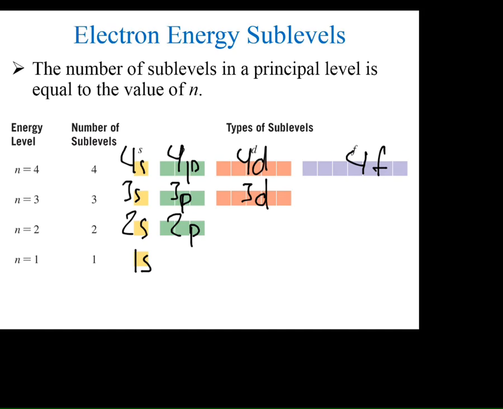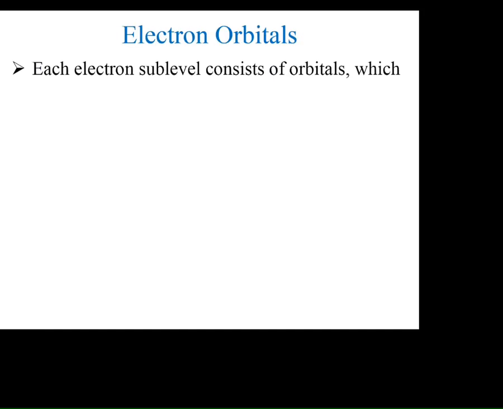However, in the sublevel, see how there are little boxes? The sublevels can be broken down even further into what are known as the actual orbitals. So we have energy levels, and then within the energy levels are sublevels, and within the sublevels are orbitals.